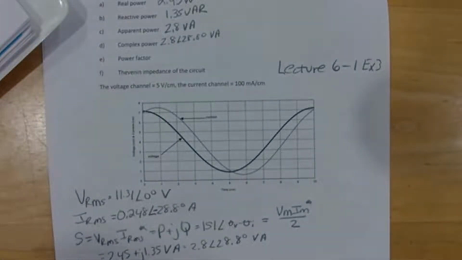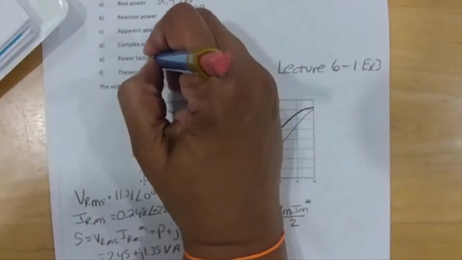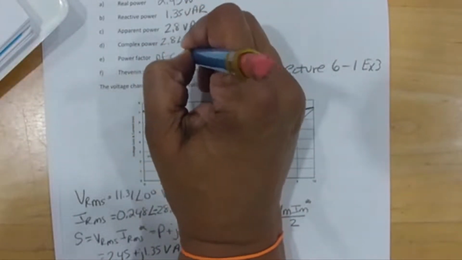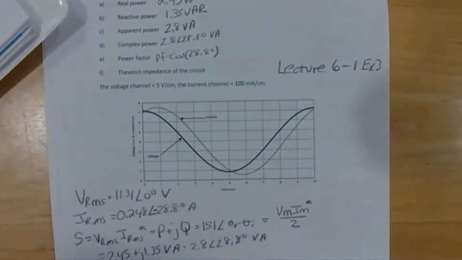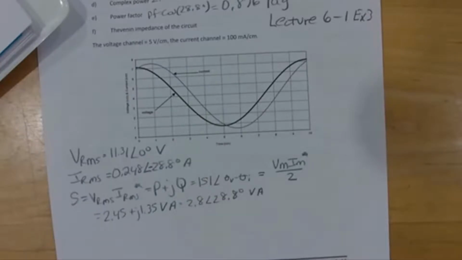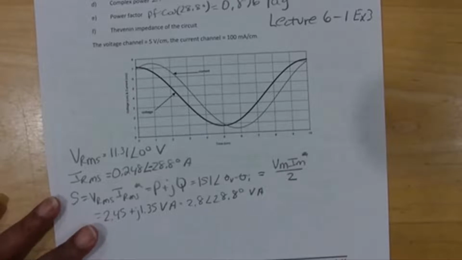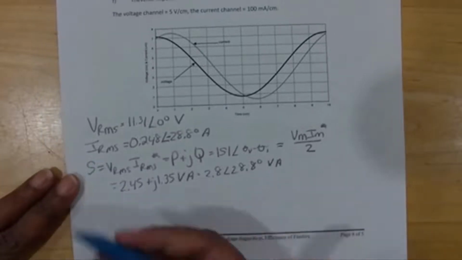And the power factor is the cosine of 28.8 degrees. What is the power factor? The power factor is the cosine of 28.8 degrees. Lagging or leading?